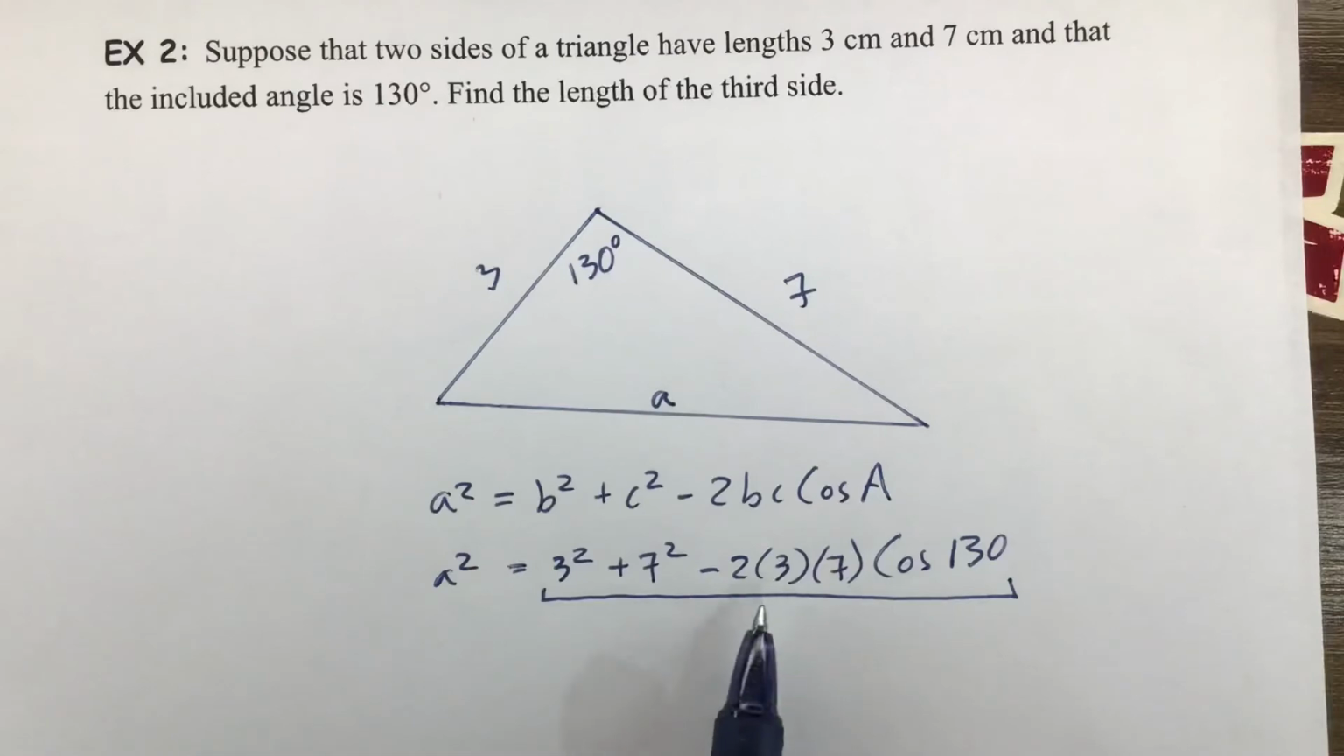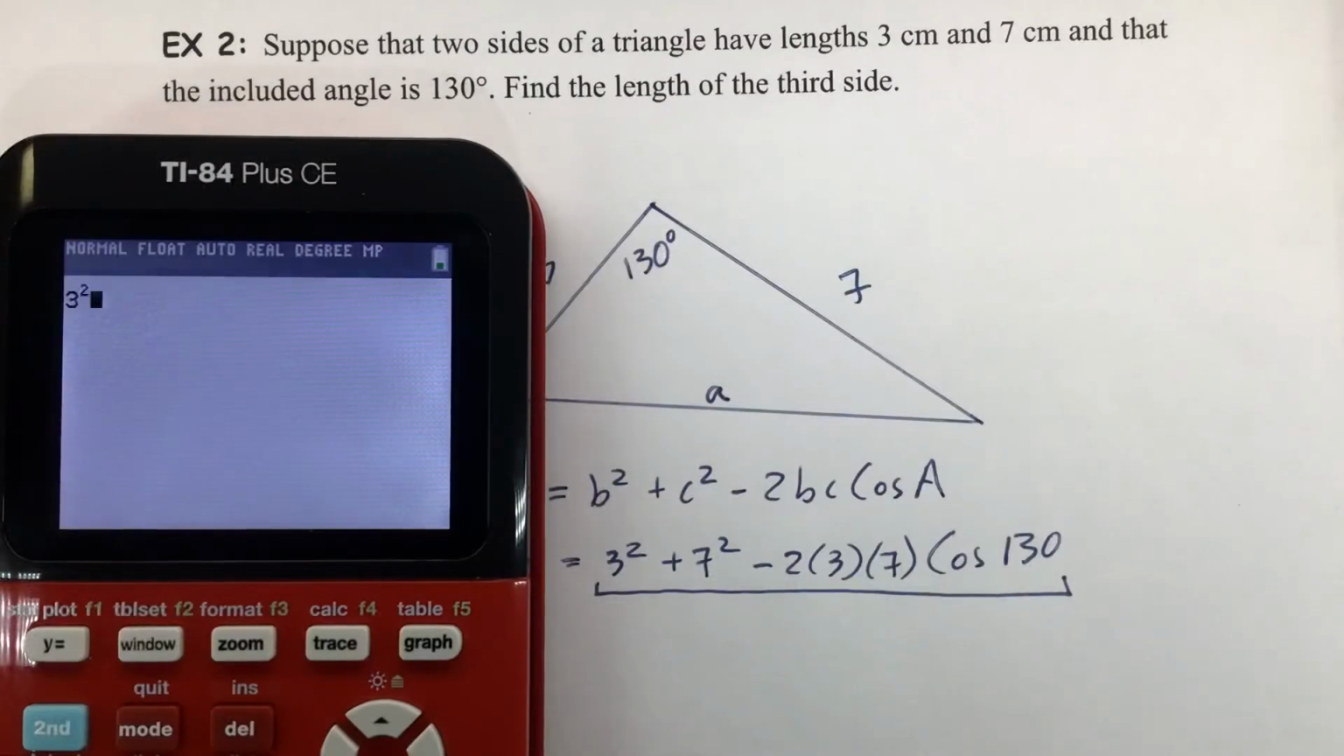You can literally take all of this information, just put it into a calculator and evaluate it. So let's do that, okay? So we're going to do 3 squared plus 7 squared minus 2 times 3 times 7 and cosine 130. Okay, and I'll double check that I typed everything in correct this time.